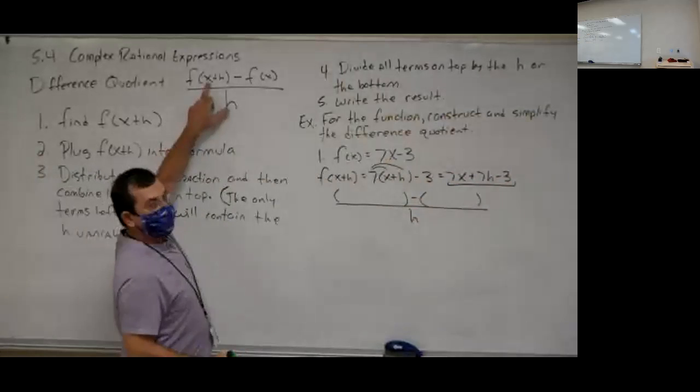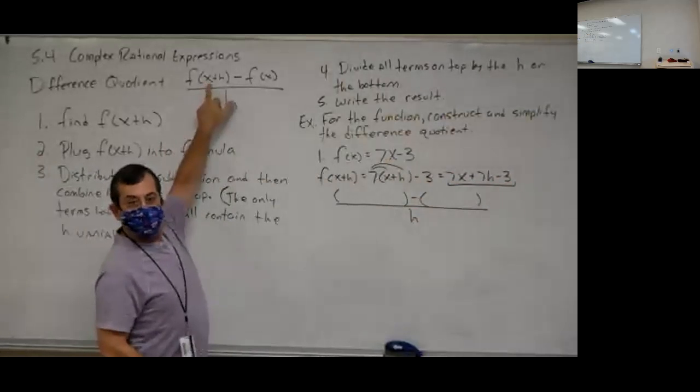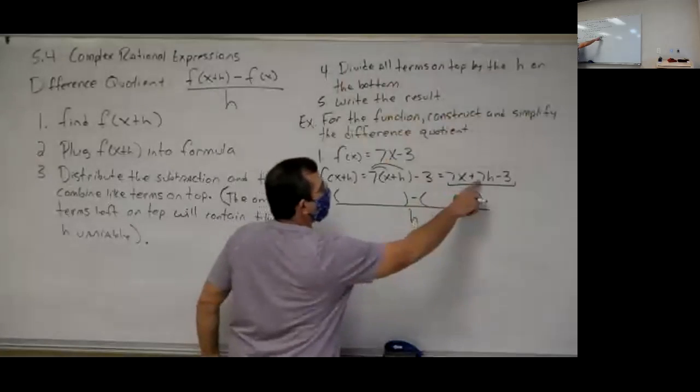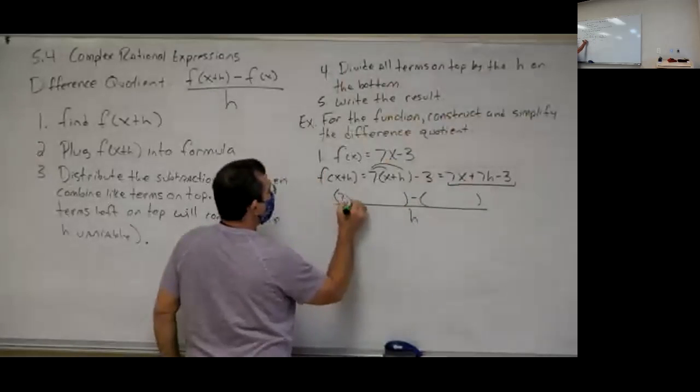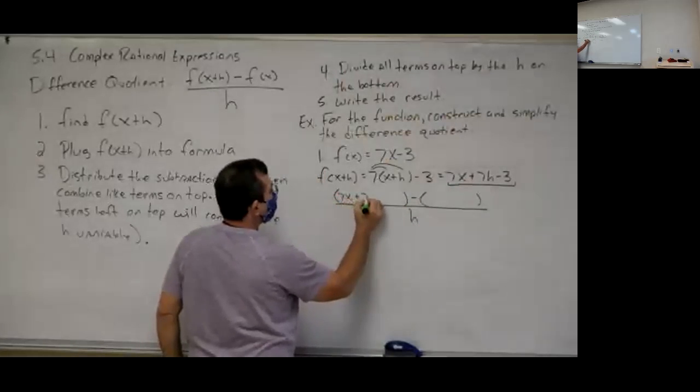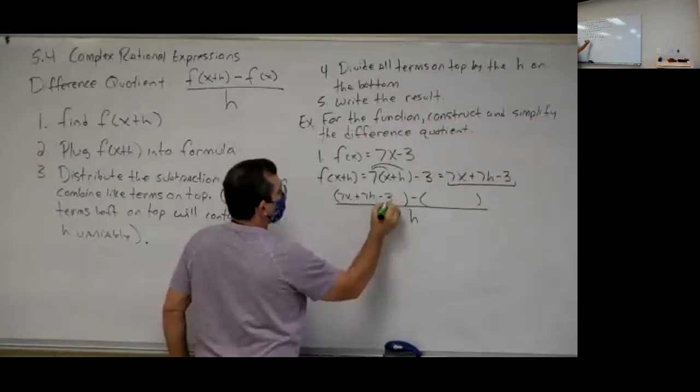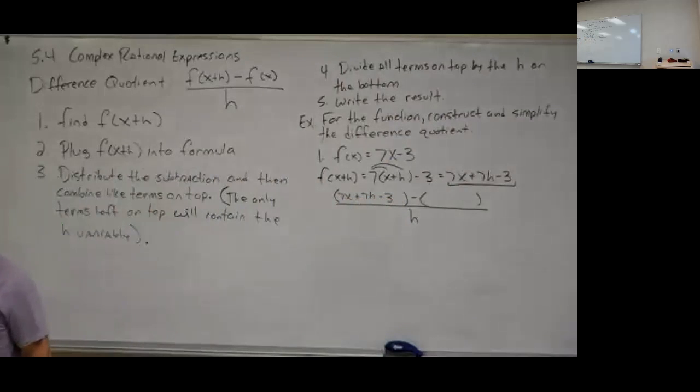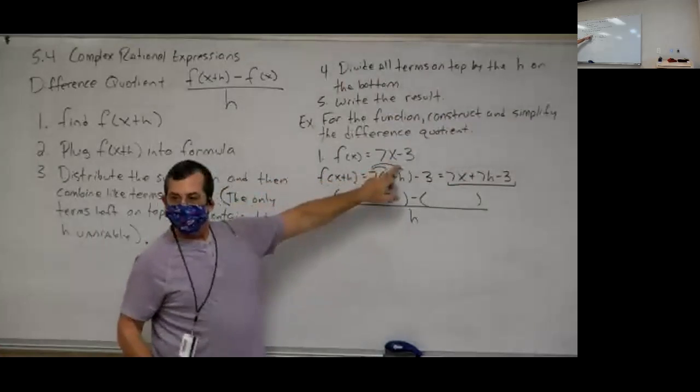So the formula has f of x plus h. Well, we now know what that is. That's going to be this part where I got a 7x plus 7h minus 3. F of x they gave us. F of x is going to be 7x minus 3.